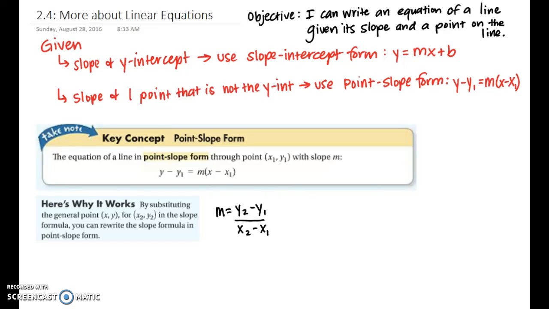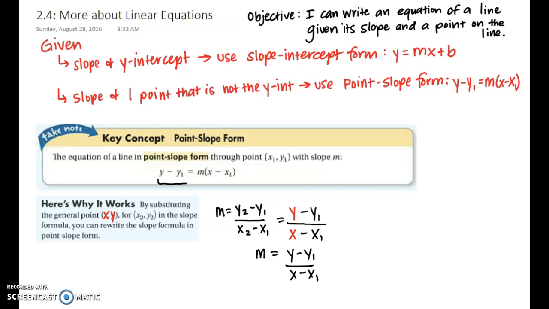Before we get started on our first example, I'd like to show you that this point-slope form is actually related to the slope formula that we discussed in the previous lesson video, m equals y2 minus y1 over x2 minus x1. If we substitute the general point x, y for x2, y2 in the slope formula, we can rewrite the slope formula in terms of the point-slope form. I'll show you how to work that through right now.